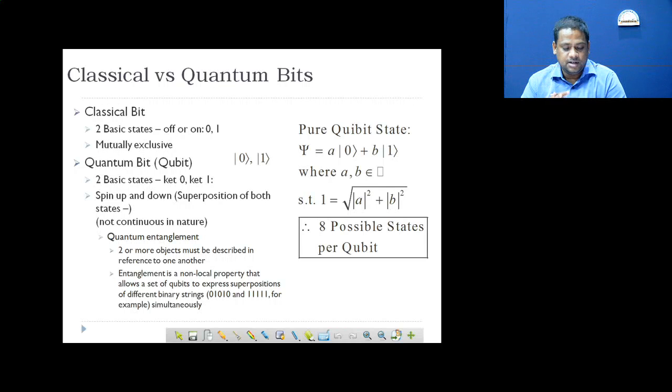So that's why they are not continuous in nature, and we call this quantum entanglement. Two or more objects must be described in reference to one another when we are representing these quantum bits. This feature makes quantum computing work for parallel processing, and that's where we get more possible states using quantum bits, whereas the classical binary computers are limited to just the 2 bits.